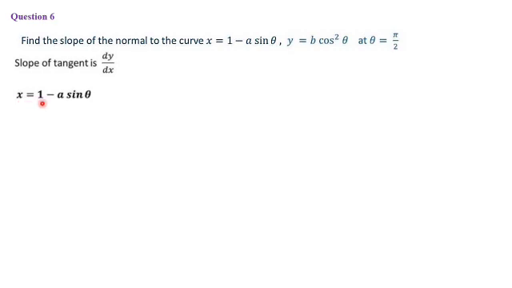X is given as 1 minus a sin theta. Here we have to differentiate with respect to theta, which means you will be getting dx by d theta.